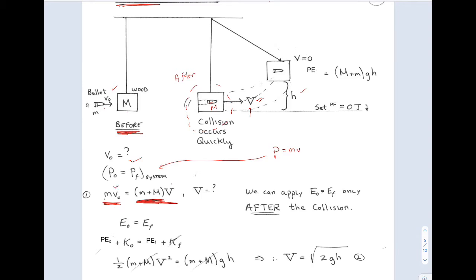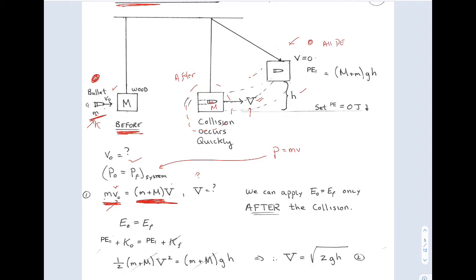If I don't have a device that measures the speed of the bullet, I certainly don't have a device that measures the speed of both of them together. So to be able to find little v, I need to find big V. And then what we do is we apply conservation of energy. But we can't conserve energy from the beginning to this point, because the energy the bullet has here is kinetic. Over here, it's all potential energy because this thing swings up, momentarily comes to rest before it swings back down. So here the bullet has kinetic energy. Over here, the bullet and block have potential.